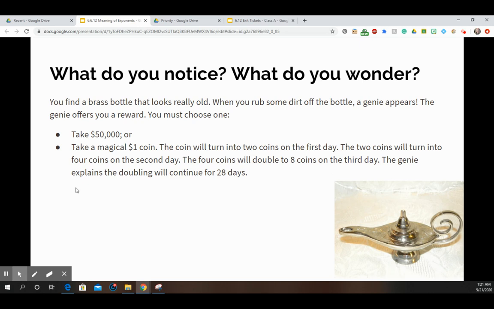The coin will turn into 2 coins on the first day. The 2 coins will turn into 4 coins on the second day. The 4 coins will double to 8 coins on the third day. The genie explains the doubling will continue for 28 days. So pause the video here and decide which one of these offers you are going to take.